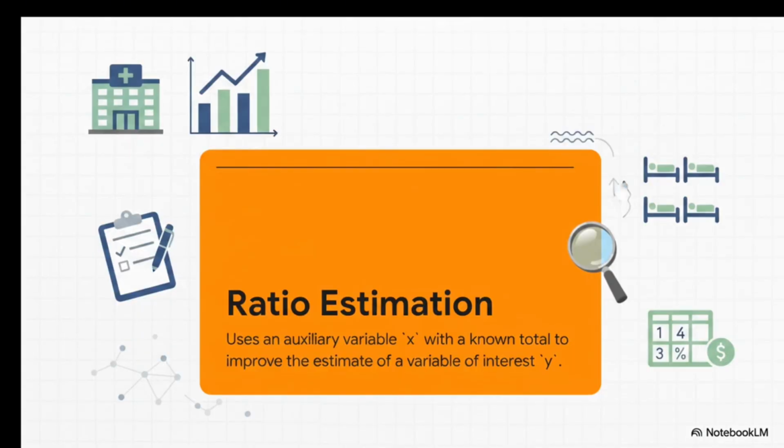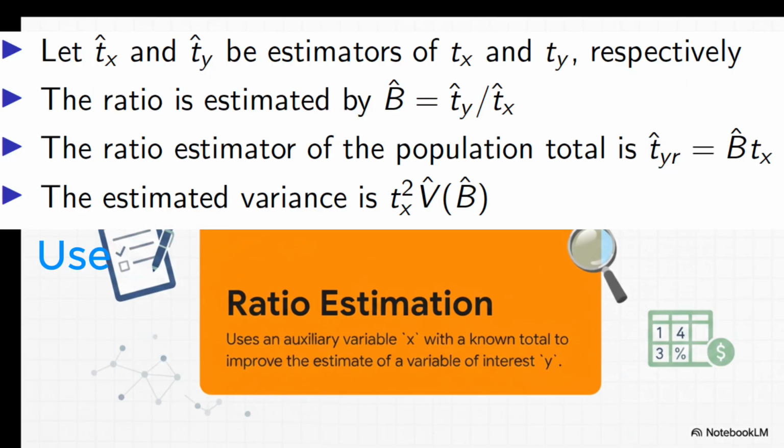Okay, our third tool is ratio estimation. Now, this one is a really clever technique you can use when you've got some extra information lying around. So imagine you want to estimate the total number of hospital beds, let's call that Y, in a state. You do a survey of hospitals to get an estimate. But what if you also happen to know the exact total number of hospitals, let's call that X, from some official government registry? Well, if the number of beds is strongly correlated with the number of hospitals, you can use that known total, Tx, to adjust and seriously improve your estimate for Y.